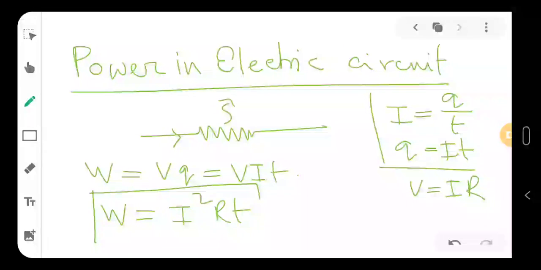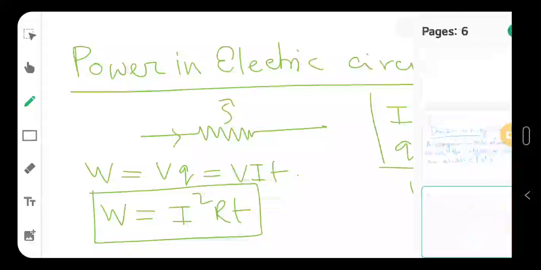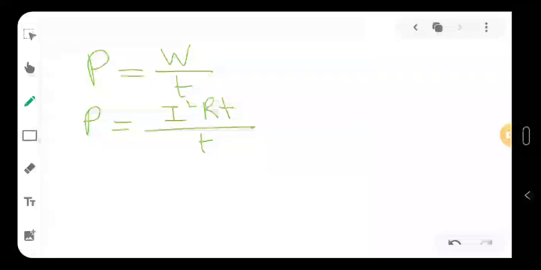So this is the work done, or you can say the energy dissipated by any charge while flowing through any circuit. If you know the I, if you know R, if you know the time for flowing, you can find out the total heat dissipation. Now if we talk about power, we know that power is work done by time. So the power will be I square RT by time. So this is I square R.